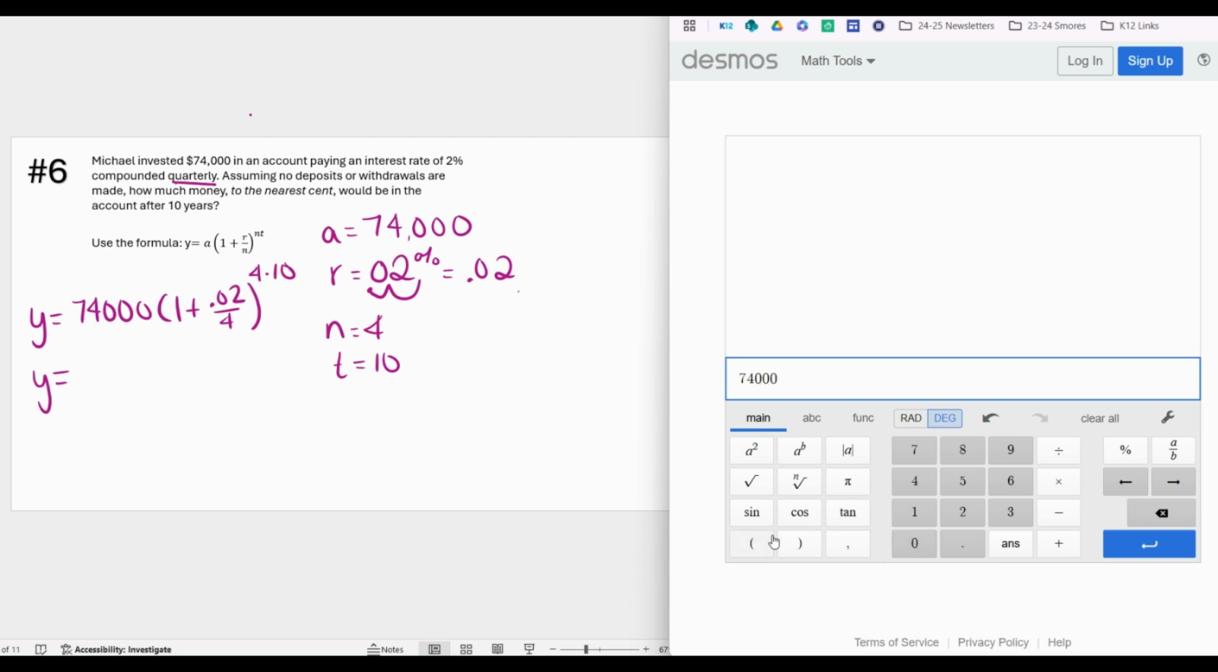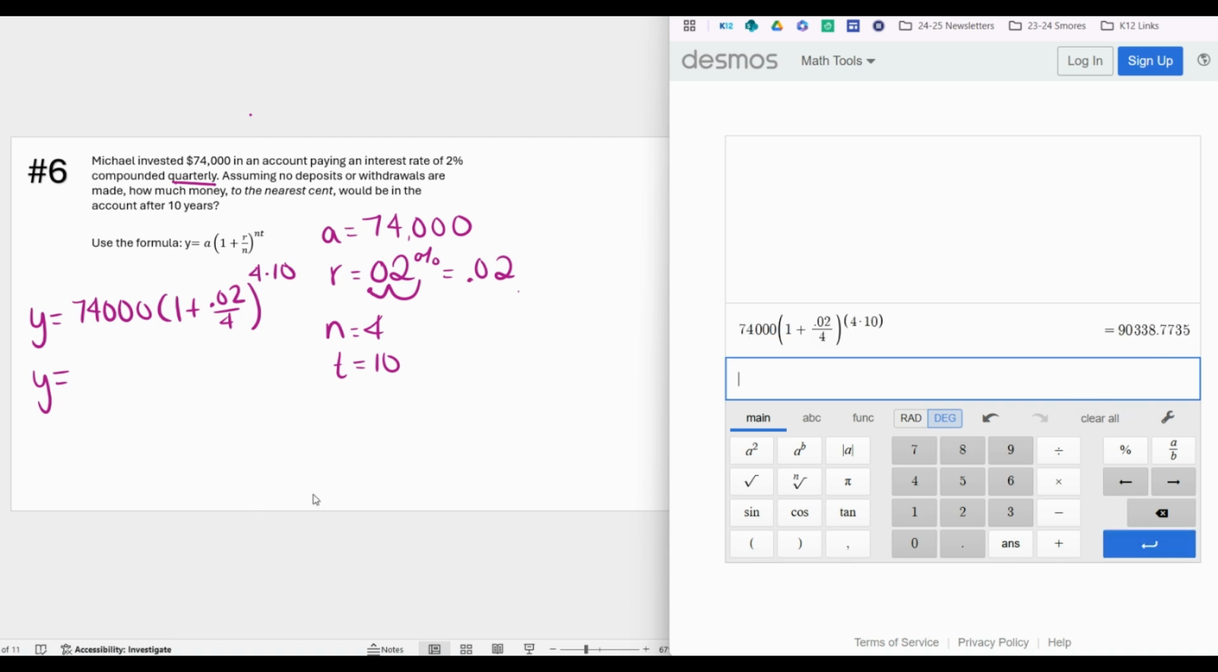74,000 and then parentheses 1 plus 0.02 and then use the divide to put it over 4. Okay, and then I'm going to click here and then close this parentheses. Then I have exponent, and then I'm going to do 4 times 10. Okay, but I need to put that 4 times 10 in parentheses so that it all stays in the exponent. If you want to go ahead and multiply it and just change that into a 40, you can do that also. So 4 times 10, if you're doing it as 4 times 10, make sure that it's in parentheses so it all stays in the exponent.